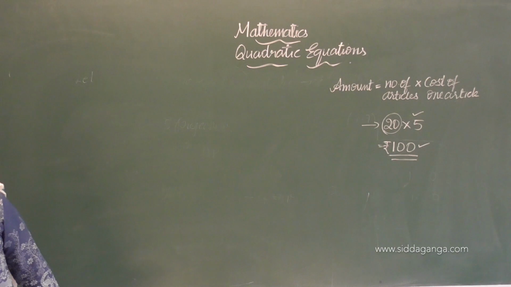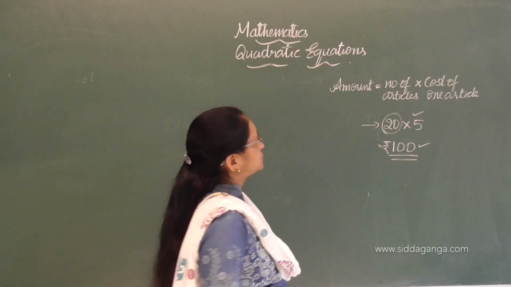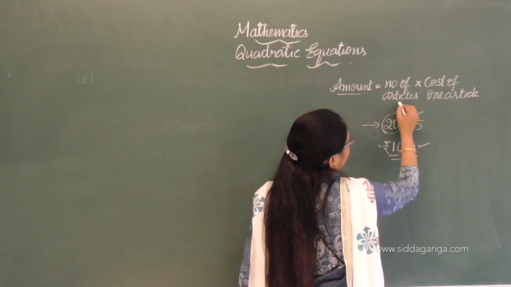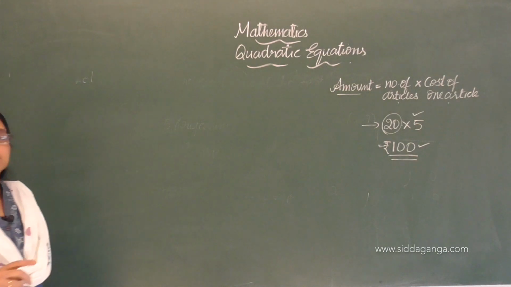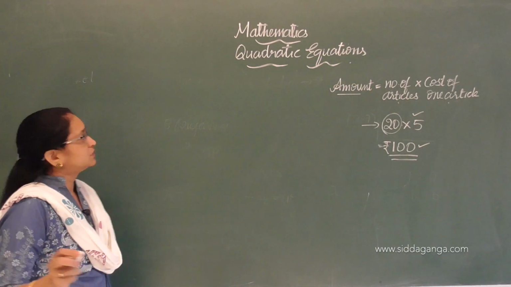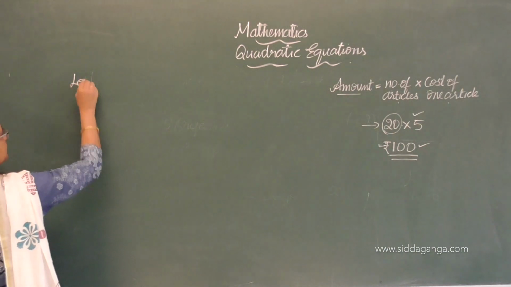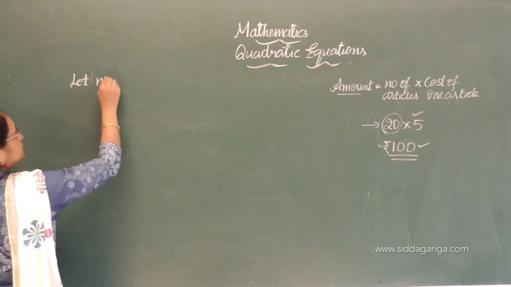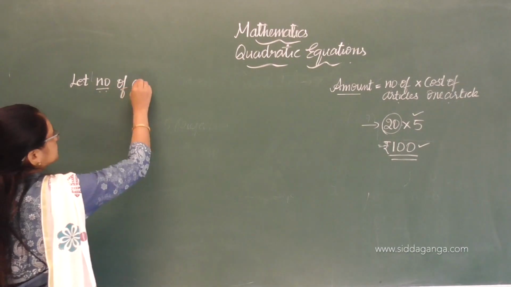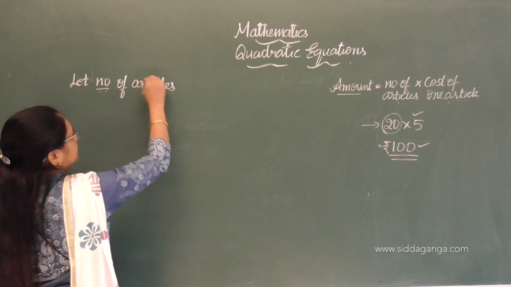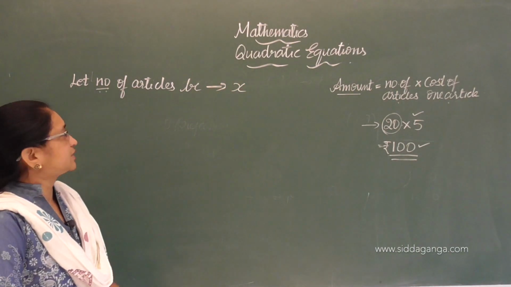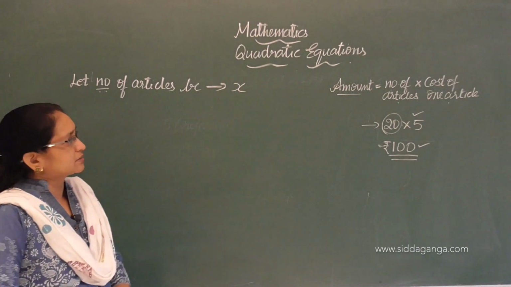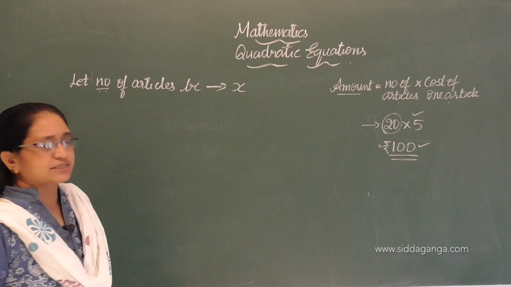Okay, if this point is clear, then this is a very easy sum, understood? Amount is equal to number of articles into cost of one article. Based on this we are going to do this sum. Let the number of articles be x. Any letter you can take, A, B, C, any letter. So, let the number of articles be x.